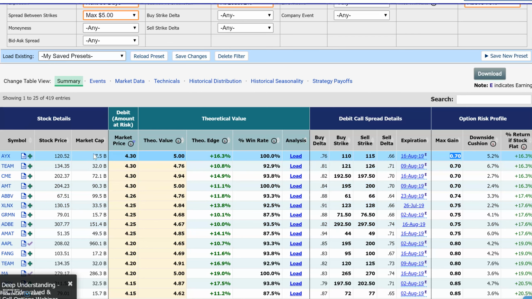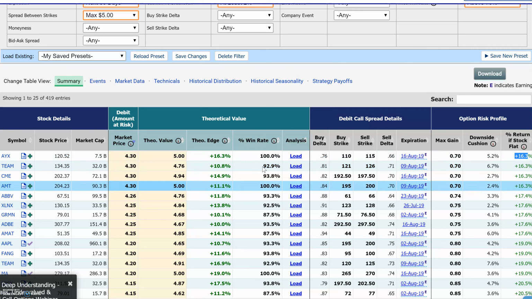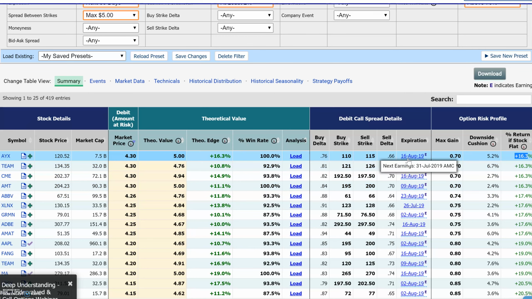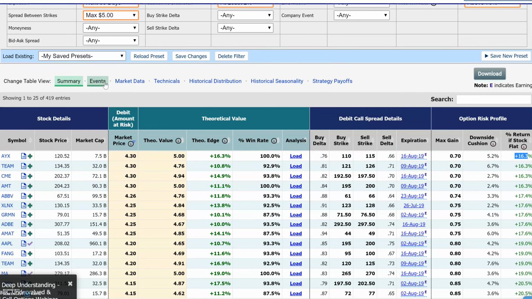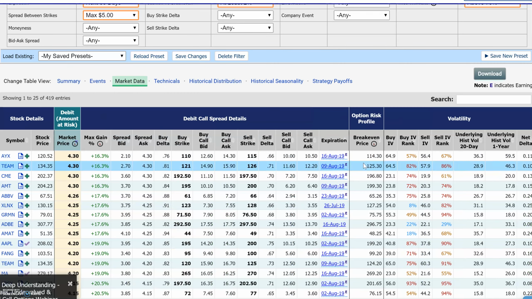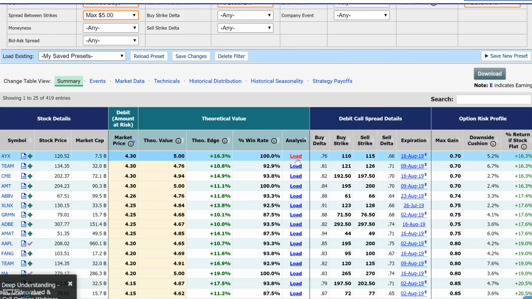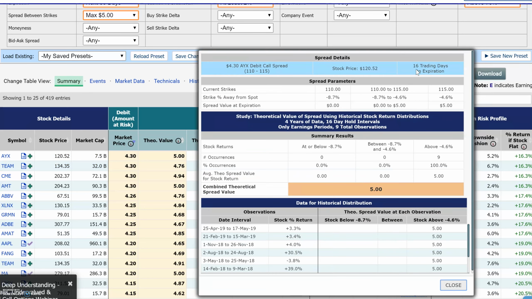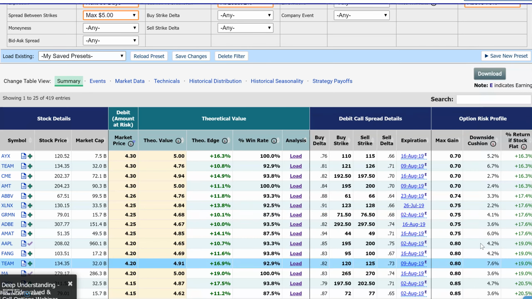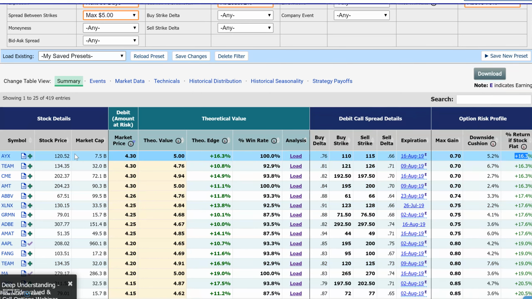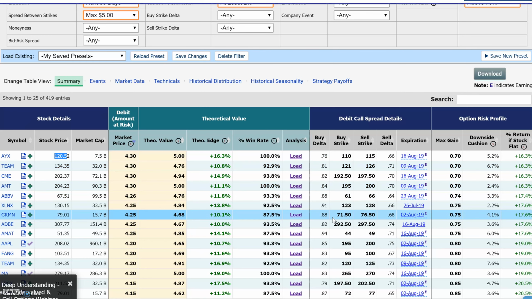So if the stock just sits here at 120.52 or around here, as long as it's above 115, then you would return 70 cents on $4.30 worth of risk. So that's a 16% return until this expiration, August 16th. We could load this analysis up and it'll tell you 16 trading days to expiration. So the next 16 trading days, that would be the return, if the stock just sits here at the same price at expiration.